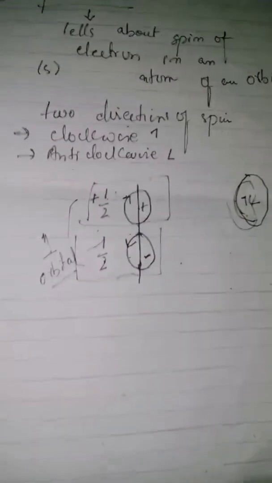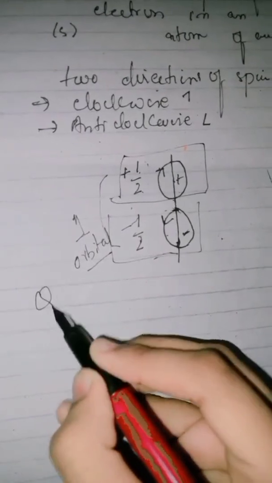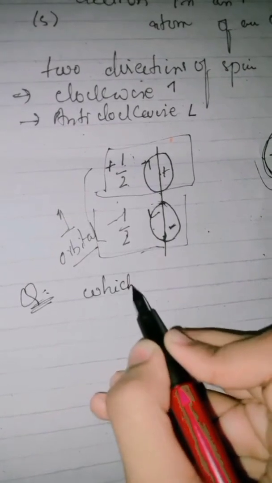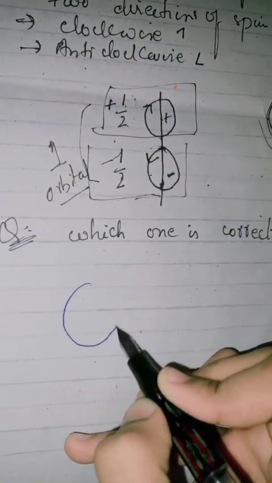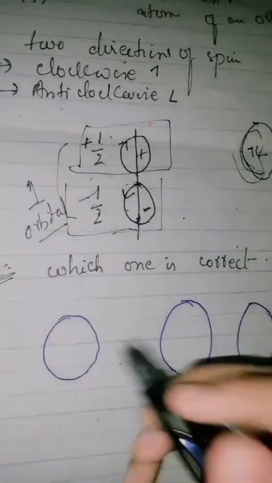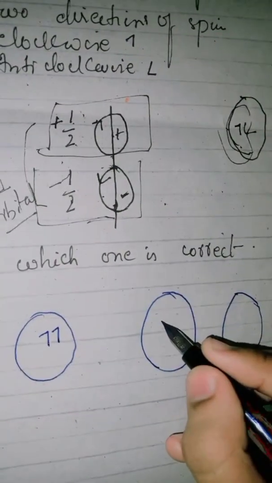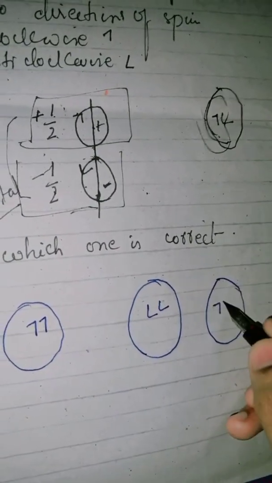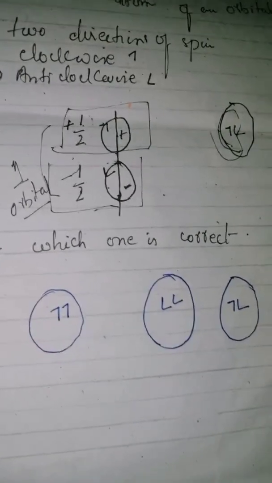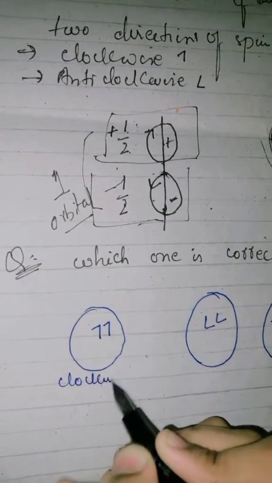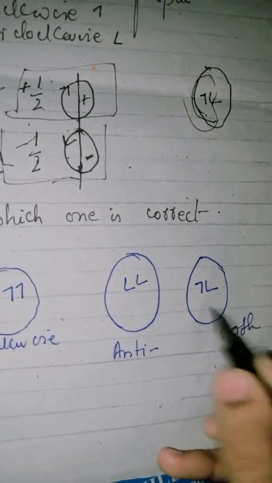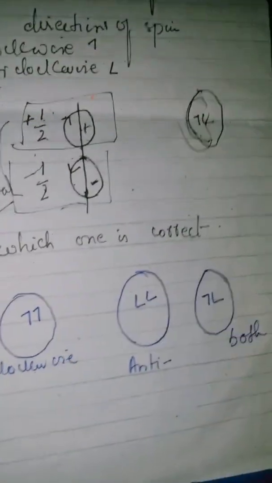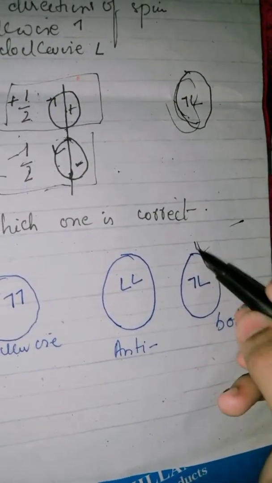Clear? Now we have an MCQ here, a question that can come. It's important, which one is correct. I am going to make three shapes. One has both clockwise, second has both anti-clockwise, and third has one clockwise and one anti-clockwise. They can ask which one is correct. This is both clockwise, this is both anti-clockwise, and this is clockwise as well as anti-clockwise. So which one is correct? The correct option will be this, clockwise as well as anti-clockwise.